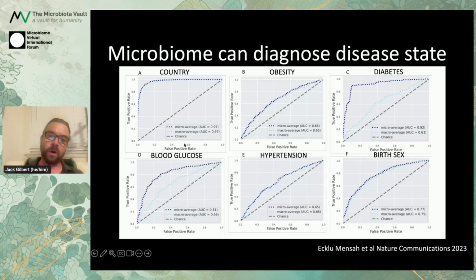So, for example, while we can predict which country you come from with very high accuracy, we're also able to predict your risk of diabetes and blood glucose with quite high accuracy, at least 10 years prior to the onset of the disease. Obesity and hypertension less so. Interestingly, birth sex can be predicted, but only prior to menopause. Post-menopause, it's less easy for us to predict a birth sex woman versus a birth sex man, probably due to the influence of female hormone levels on the bacterial community during menstruation.